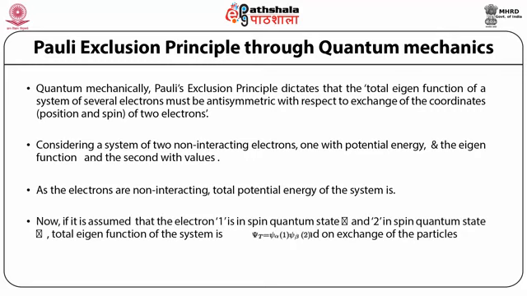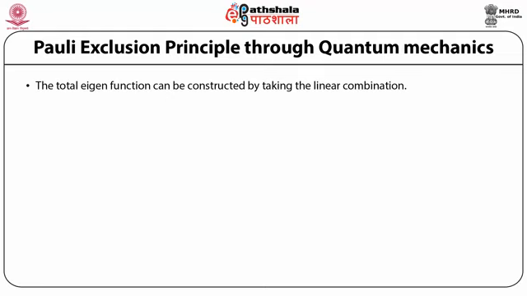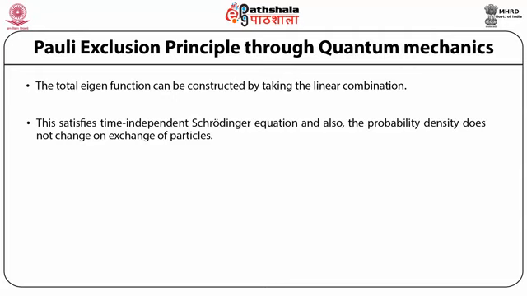Now if it is assumed that electron 1 is in spin quantum state alpha and electron 2 in spin quantum state beta, the total eigenfunction of the system is psi t equal to psi alpha 1 psi beta 2, and on exchange of the particles psi t prime is equal to psi beta 1 psi alpha 2. The total eigenfunction can be constructed by taking the linear combination. This satisfies the time independent Schrodinger equation, and also the probability density doesn't change on exchange of the particles.